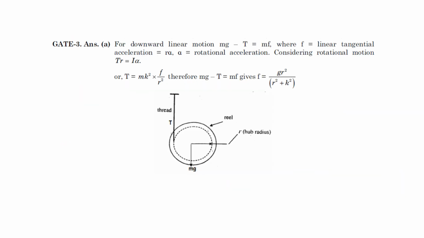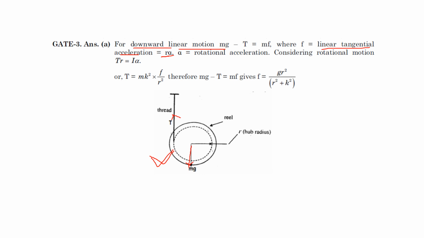Okay, so this is the free body diagram of the given figure. The mass will act downward, and the tension acts along the thread. For the downward linear motion, let's say the linear tangential acceleration is f, that is r alpha.